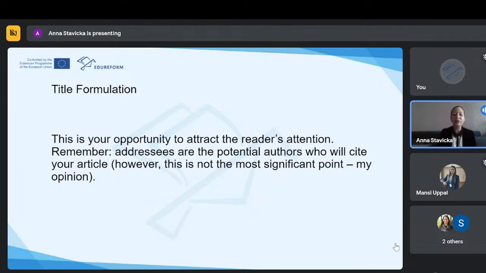Once again, I want to emphasize that this title is your opportunity to attract the reader's attention. So remember, addressees are the potential authors who will cite your article. However, for me, this is not the most significant point. This is my opinion. Of course, it's nice when we are cited, but at the same time I would rather think about advancement of the field and about my reputation.